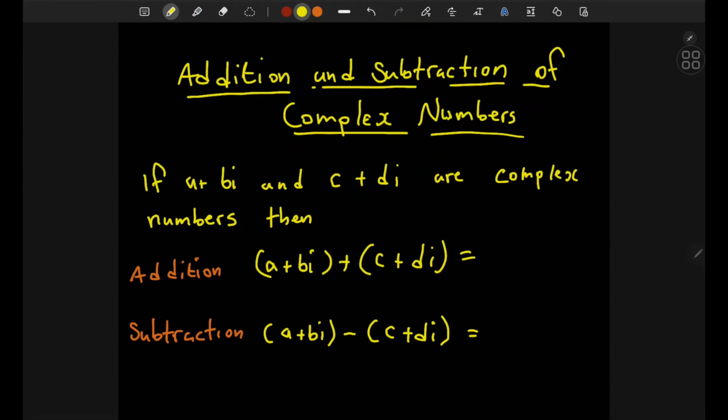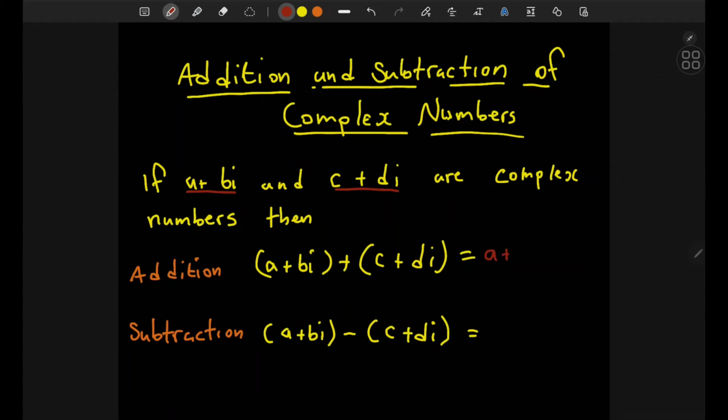Okay, so for the next part, we'll be looking at addition and subtraction of complex numbers. So we have two cases here. So we're saying if a plus bi and c plus di are complex numbers, then how do we add them? So with complex numbers, addition and subtraction follow the same rule. So that is, if we're to add these two complex numbers, we'll add the real part separately and the imaginary part separately.